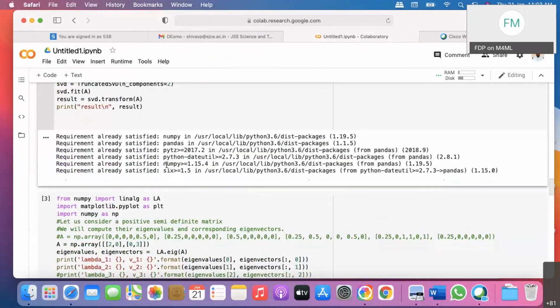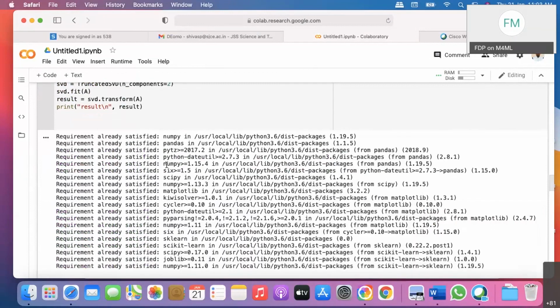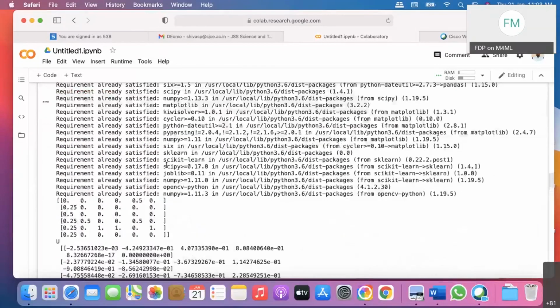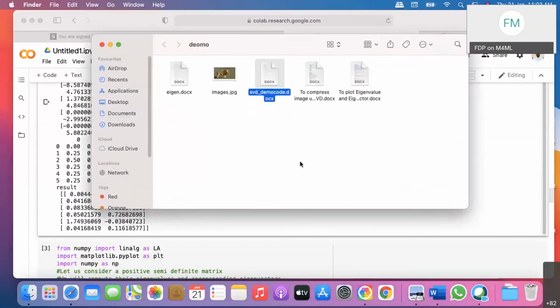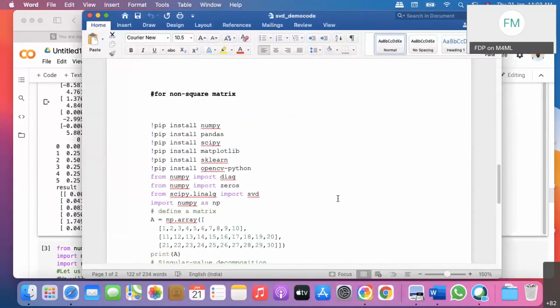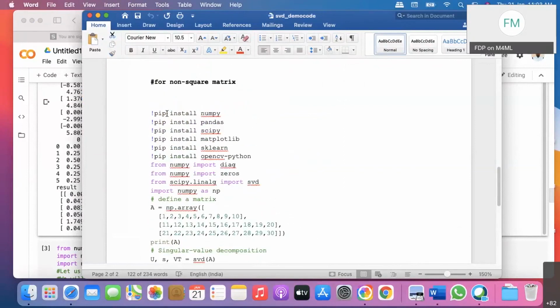So basically what we are trying to do is reduce the values from a higher dimension into a lower dimension, which makes it easier for us to trace these values. This is the resultant matrix, where a 6x6 matrix has been reduced into a 6x2, so multiple features can be combined into a single feature. Similarly, for a non-square matrix also, we can perform the same operations.